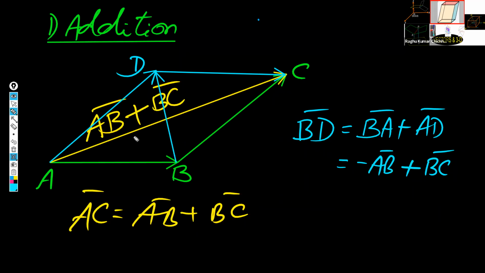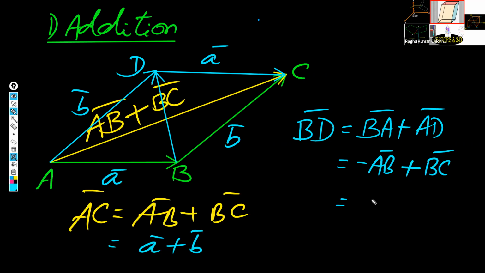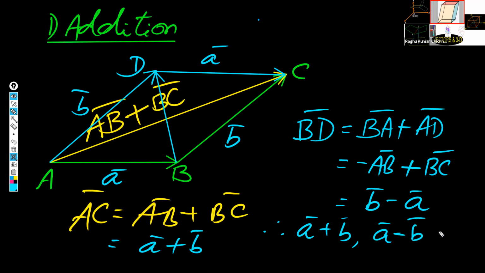That means if you take this as A bar, this as B bar, this also becomes A bar, this also becomes B bar. Then if one diagonal is A bar plus B bar, the other diagonal becomes B bar minus A bar, or you can take A bar minus B bar also. So A bar plus B bar and A bar minus B bar, neglecting the sign, are the diagonals of a parallelogram whose adjacent sides are A bar and B bar.